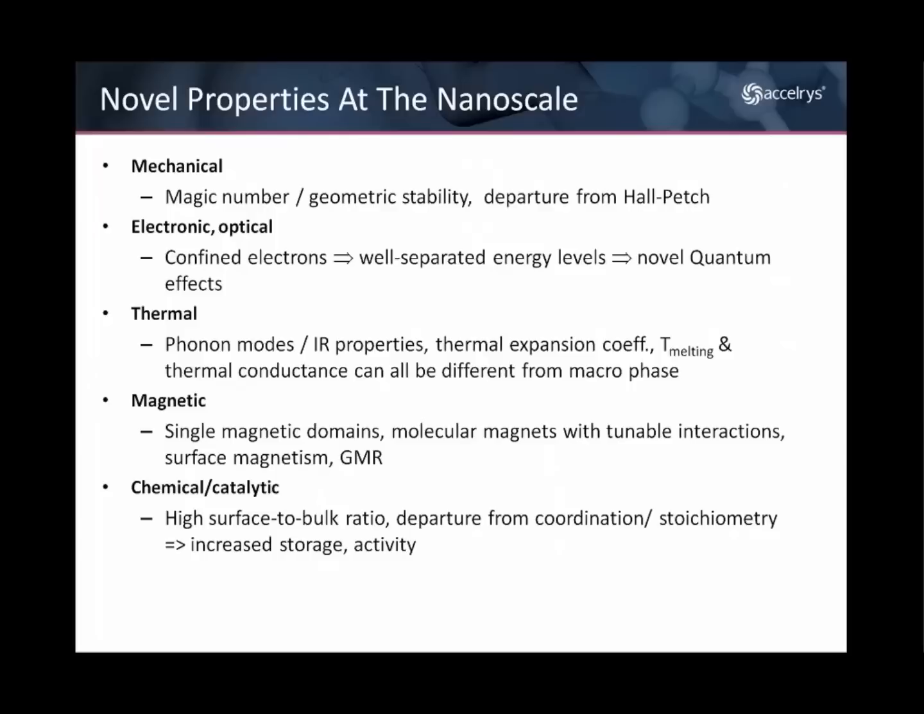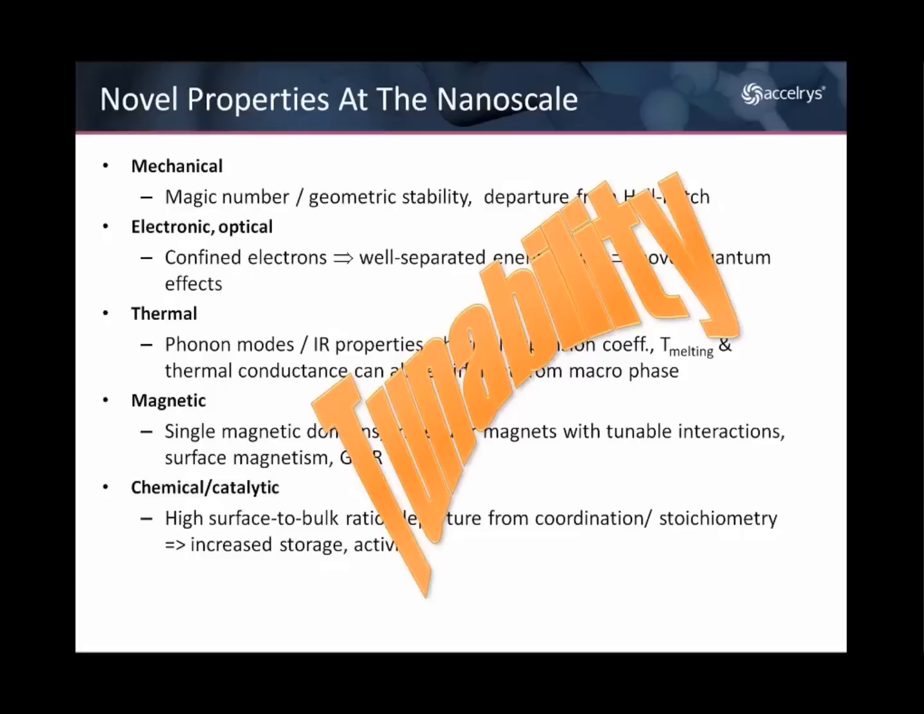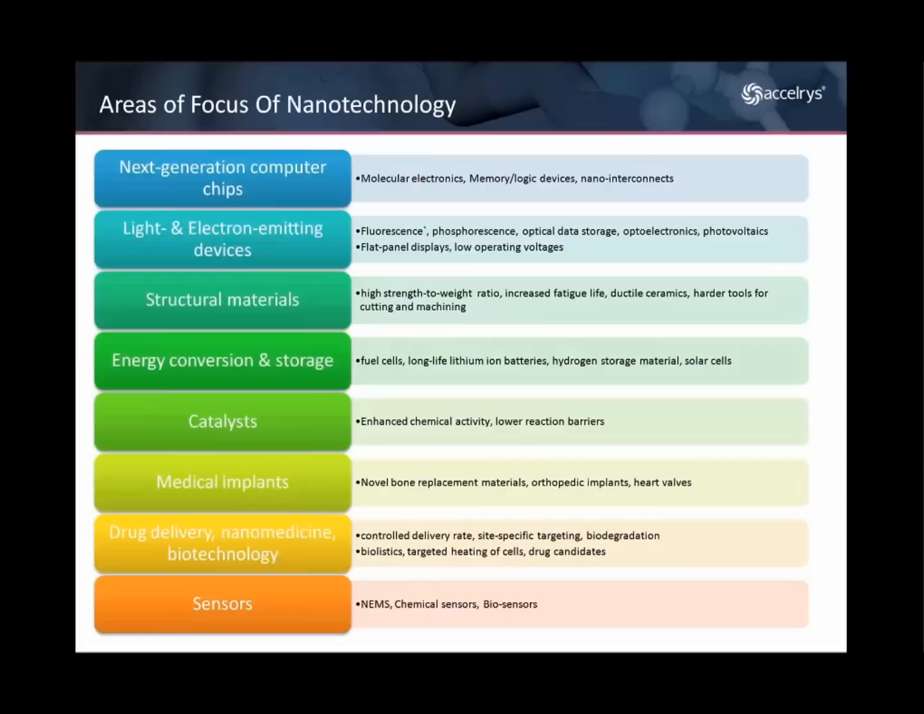So, the types of properties are mechanical, electronic, thermal, magnetic, and catalytic. Right? And the whole aspect of nanoscale design is tunability. And the whole aspect of modeling, simulation type work is understanding that tunability and scoping it and defining the boundaries, the limits, and the areas of that tunability. The sorts of things that people are doing, and I'll try and go through some of those with you and some of the industrial examples of those.